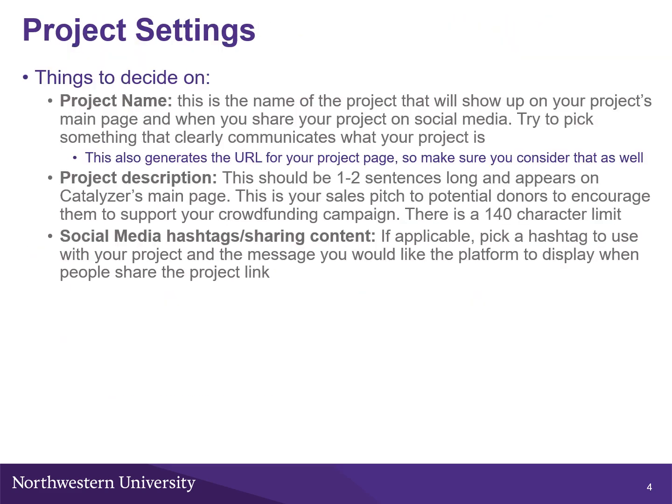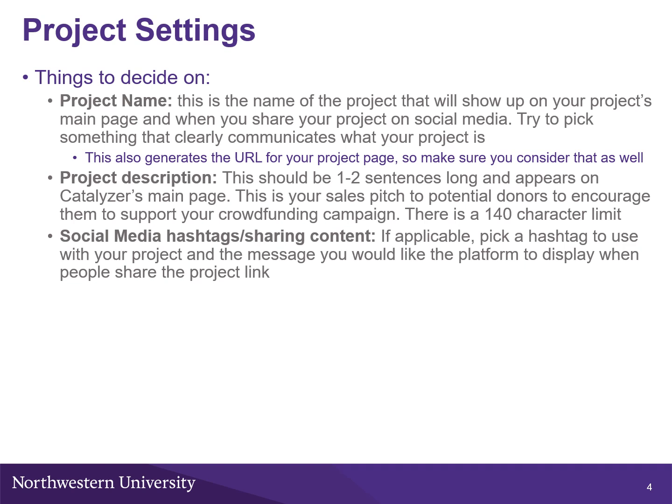Project settings. There are a couple things that you'll want to decide on before submitting your content, and the staff liaison will set these up on the page for you. The first of which is your project name. This is the name of the project that will show up on your project's main page and when you share your project on social media. And you want to try and pick something that clearly communicates what your project is. This will also generate the URL for your project page, so make sure you take that into consideration as you are thinking about your name.